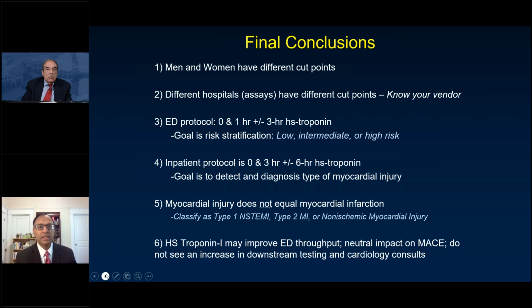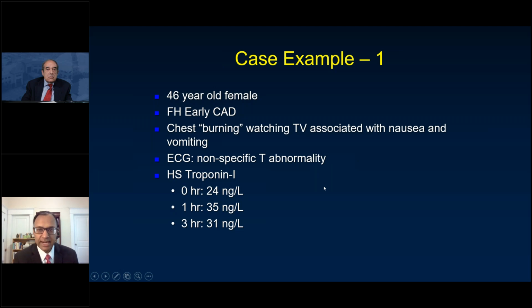This is one case example of a patient that actually presented to one of our hospitals, a 46-year-old woman with an early history of CAD who had chest pain burning while watching television associated with nausea and vomiting. I'll note that she was a young woman without diabetes, but because she's a woman, she may not present with your classic symptoms of chest pressure radiating to the jaw or the neck, and she certainly did not. And the ECG was non-specific. Okay, her HS troponin was 24 at presentation, 35 and 31.